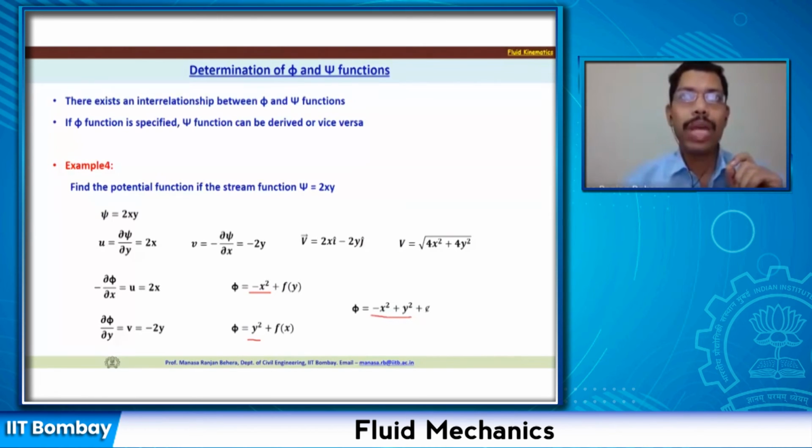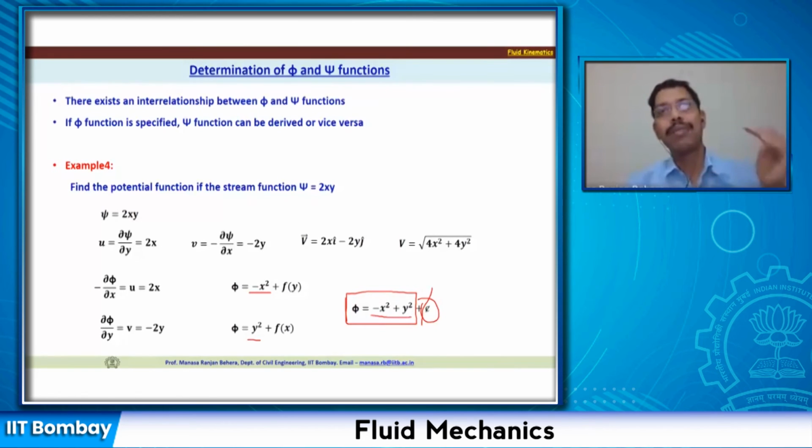Now we have seen here that we said it may be a function of y, and here we are telling it can be a function of x. But when you add together, that constant has to disappear. So it cannot be a function of x or y. So finally, the phi is nothing but minus x square plus y square. This is your phi function.